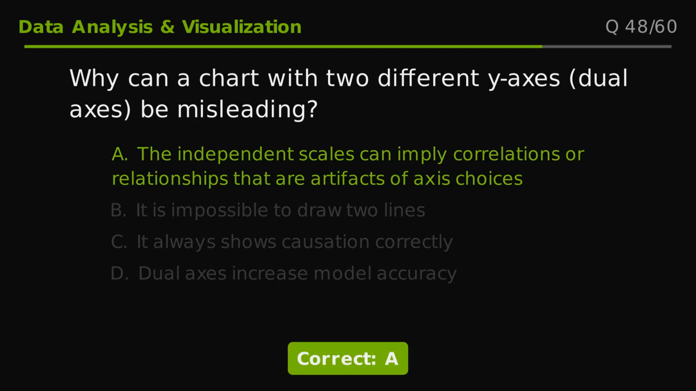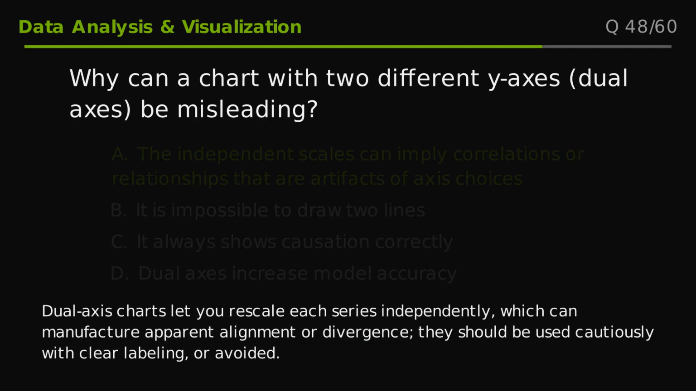The correct answer is A. Dual axis charts let you rescale each series independently, which can manufacture apparent alignment or divergence. They should be used cautiously with clear labeling or avoided.